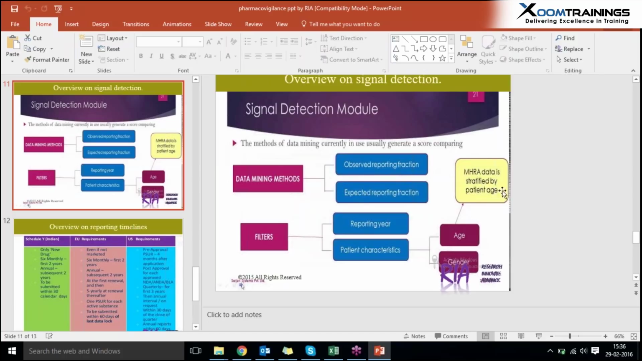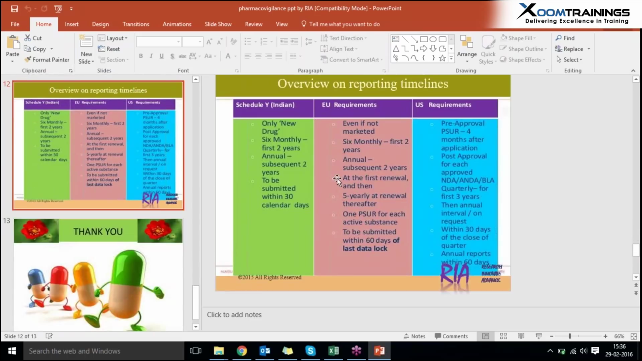MHRA data is stratified with the patient case. MHRA data is mainly stratified with this patient case filter. They use this patient case and stratify the data. So this is the data overview on reporting timelines. Schedule Y: how are you going to report? Schedule Y is the Indian reporting. How are you going to report it in India? For new drugs only, we are going to report it six monthly for the first 2 years.